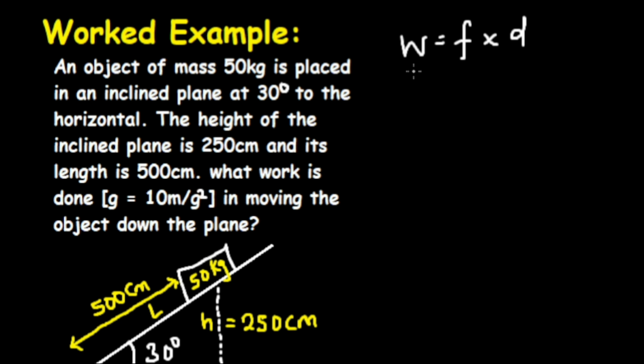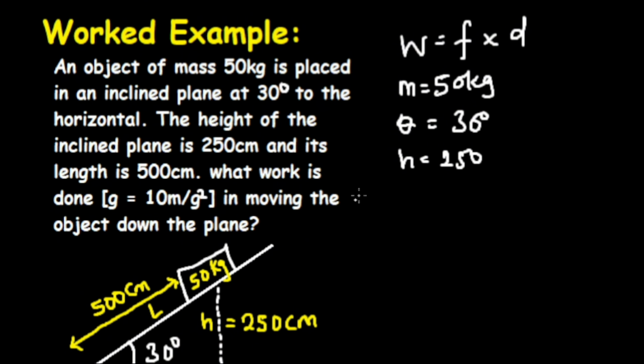So that's where we need to really start. An object of mass 50 kg, so mass is equal to 50 kg. That one is settled. Then it is placed on an inclined plane of 30 degrees, so we have an angle theta of 30 degrees to the horizontal. Noted. Now, the height of the inclined plane is 250. Let's just call it h, like I've written there, 250. And its length, that means the distance now, the distance of the mass that was placed.